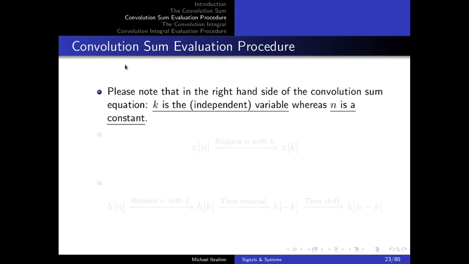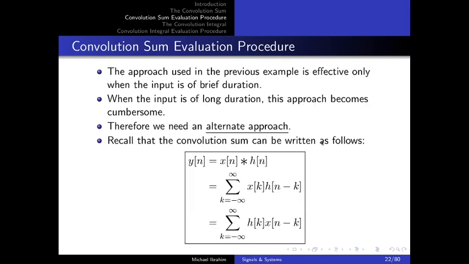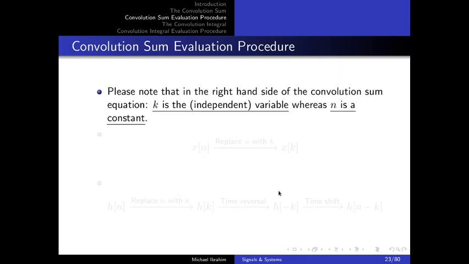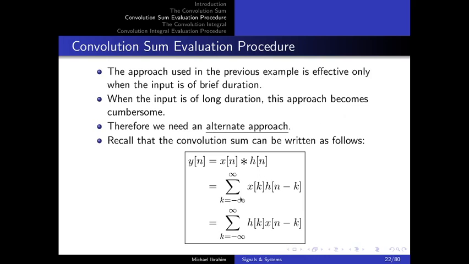Okay, so convolution sum evaluation procedure. How can we evaluate this convolution sum? Please note that in the right hand side of the convolution sum, this equation over here, k is the variable where n is a constant. If you look at this expression, k is the variable over which we're doing the summation, and n is a kind of constant over here.